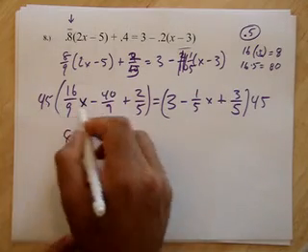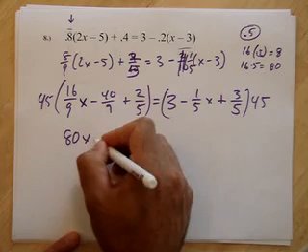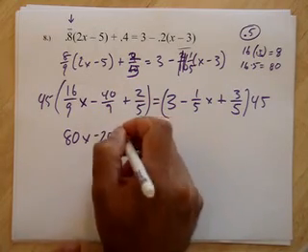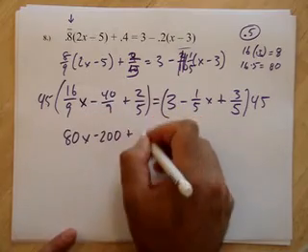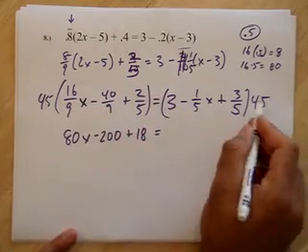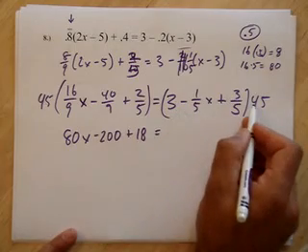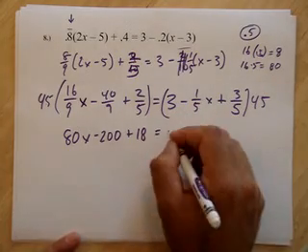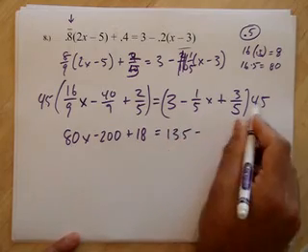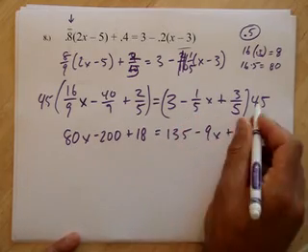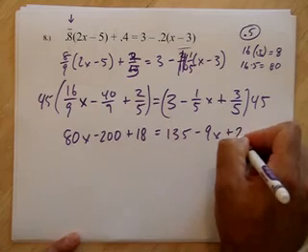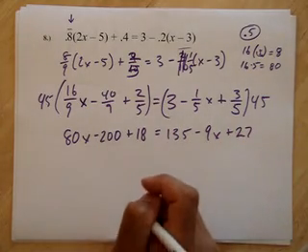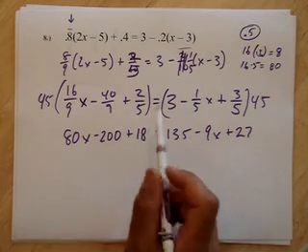80x. 45 divided by 9 is 5 times 40 is, yes, you got it, 200. Plus, 45 divided by 5 is 9 times 2 is 18 equals 45 times 3. Well, I know 3 40s is 120. 3 5s is 15. That makes 135. Minus 45 divided by 5 is 9, so 9x. Plus 45 divided by 5 is 9 times 3 is 27. All right, now I have all integer coefficients.